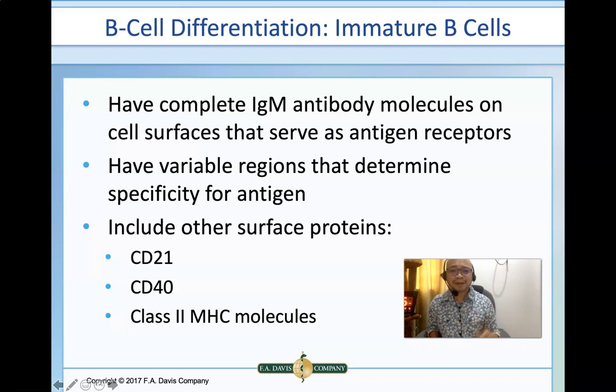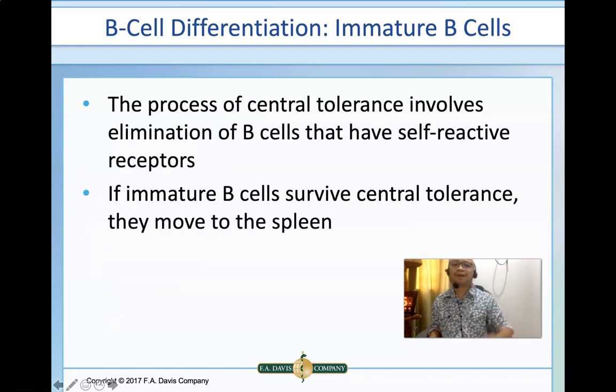Okay, so the immature B cells may also contain CD21, CD40, and the class 2 MHC molecules. Okay, so the immature B cell undergoes the process of central tolerance. Again, I've explained this a while ago, because central tolerance involves elimination of almost 90% of B cells that have self-reactive receptors.